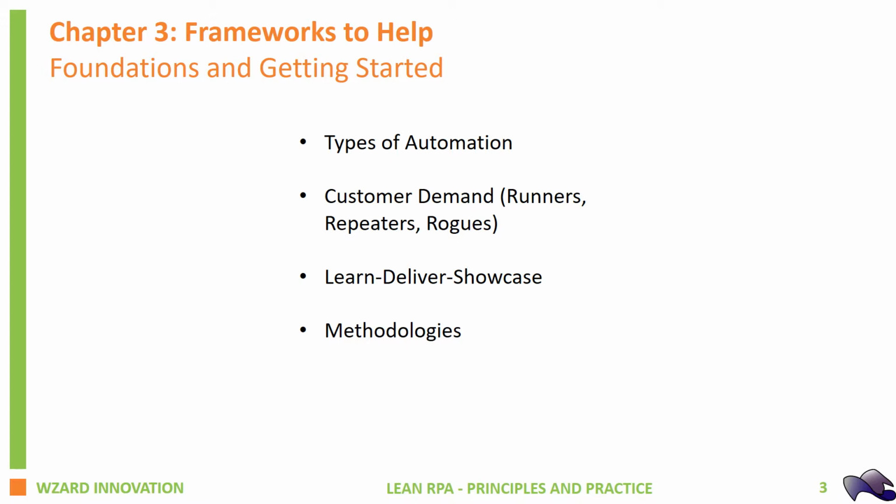Over the course of this chapter, we're going to look at some of the most important frameworks at your disposal for getting started with RPA. In the first section, we'll look at the different types of automation available to you, and setting the right vocabulary for your stakeholders and customers is really important. We'll also look at a technique called runners, repeaters and rogues, which is a terrific method for helping you to define the type of automation that's suitable for your organization. We'll then look at a couple of different methodologies and approaches for being able to implement and drive change within your organization. So, with no further ado, let's start to look at the different types of automation.